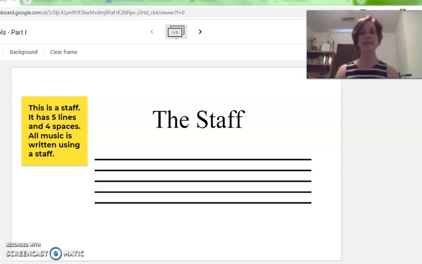Hello. Today I'm going to show you some of the most basic symbols in music. We're going to start with the staff. The staff has 5 lines, counted from bottom to top, 1, 2, 3, 4, 5, and 4 spaces in between, 1, 2, 3, 4. All music is written using a staff.